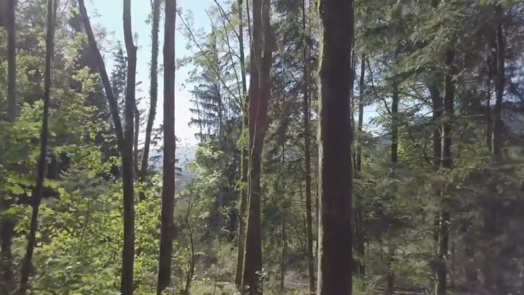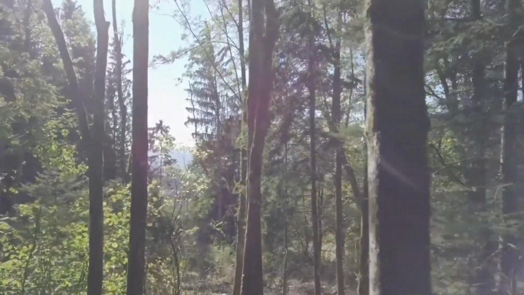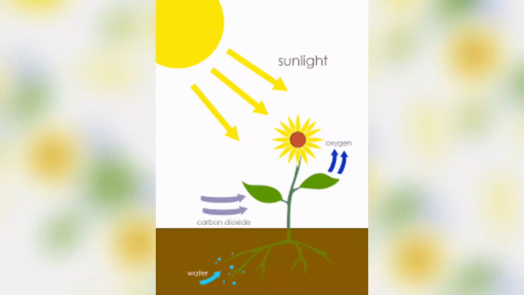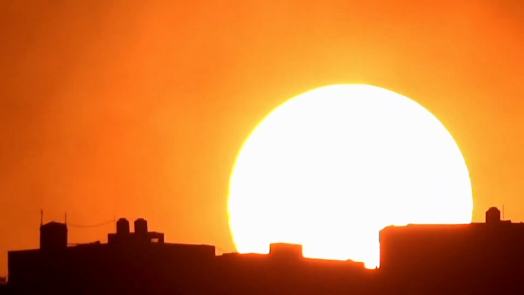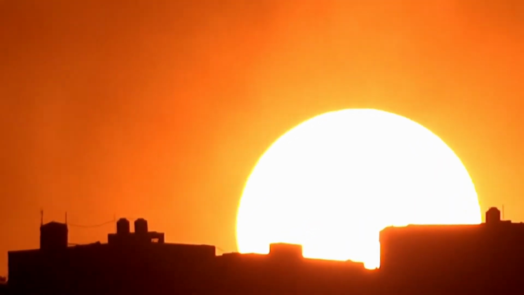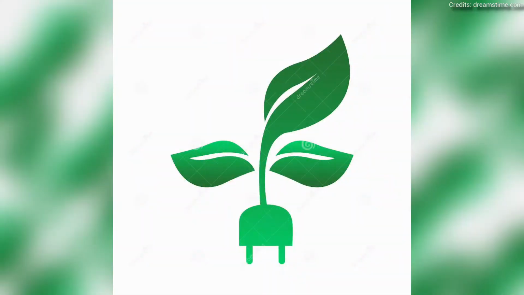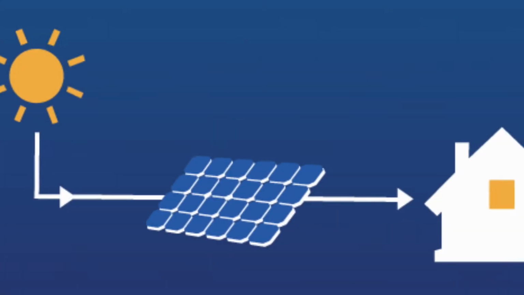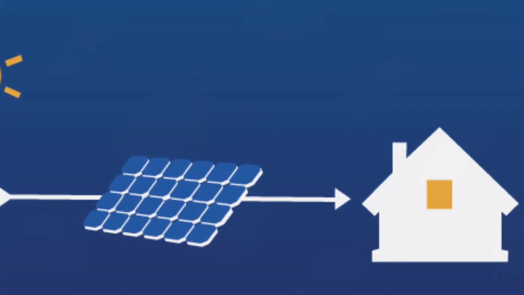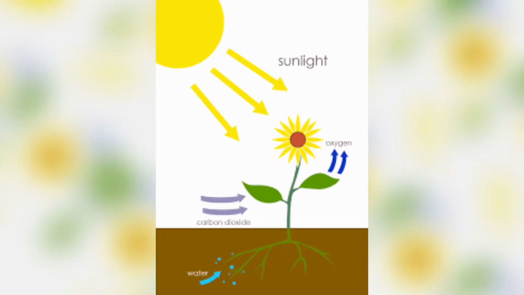You probably know that plants get their energy from the sun through their leaves in a process called photosynthesis. We humans don't have leaves, but we may be able to get energy from the sun in another way. Electrical energy. Could there be an electric leaf? A solar cell collects sunlight and produces electricity, just as a leaf produces food for a plant.